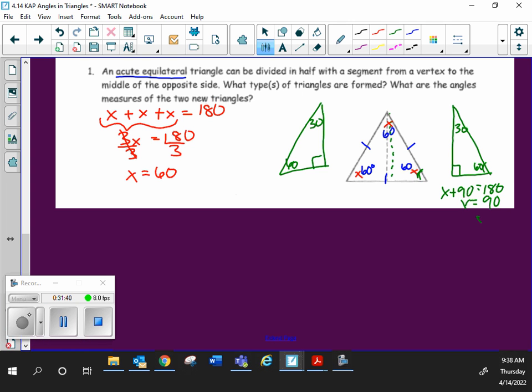Okay, every single triangle has how many acute angles? 2. So I'm going to cover up any 2 acute angles. What are 2 of the acute angles? 30 and 60. That third one is 90. So that means it's going to be a right triangle.